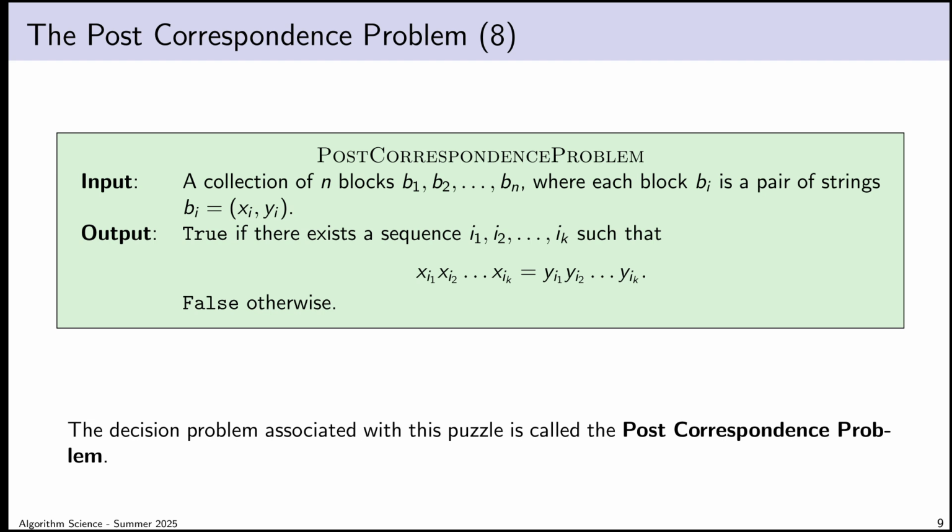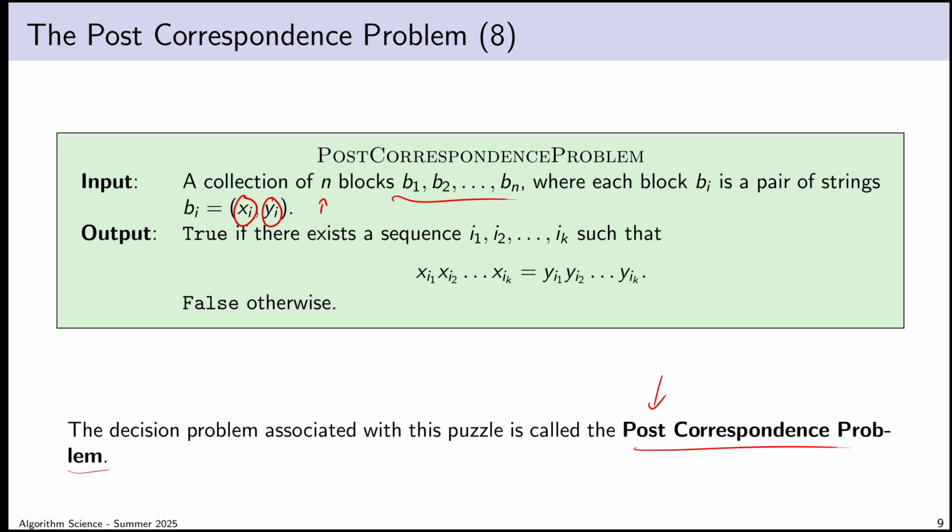So we could frame this thing as a decision problem, and this decision problem has a name. Now, of course, that's never a good sign. That means there's something significant about it. This problem is called the post-correspondence problem, and the word post here is because it was named after somebody named Post. And I will frame it like this. Suppose you are given a collection of n blocks, and we'll just call the blocks bi. Each block is actually a pair of two strings. We'll call the top string xi and the bottom string yi.